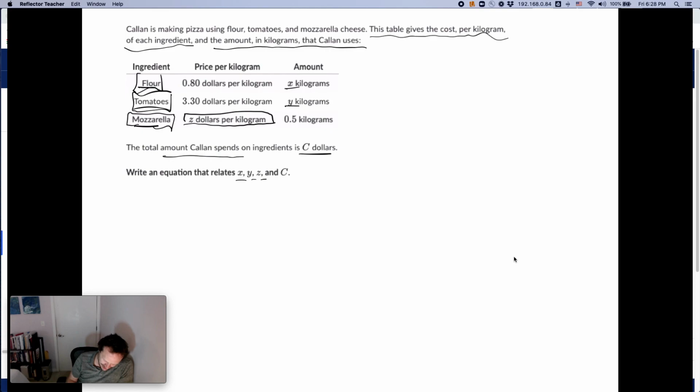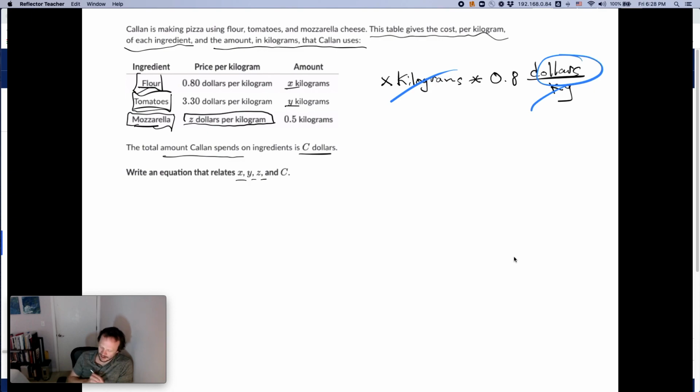So X kilograms times $0.8 per kilogram. This is called unit analysis that I'm doing right now. Dollars per kilogram. Now, if I multiply those, what am I going to end up with? Well, those kilograms cross off, and I get dollars. So this expression, X times 0.8, is going to give me the dollars of flour.